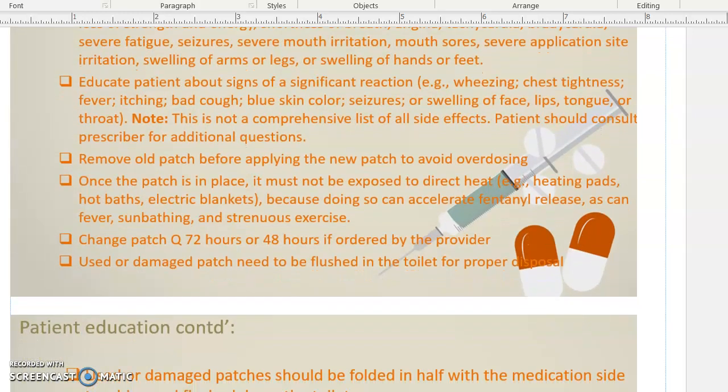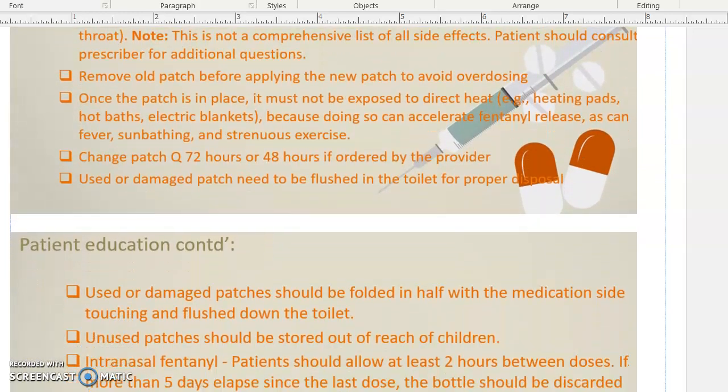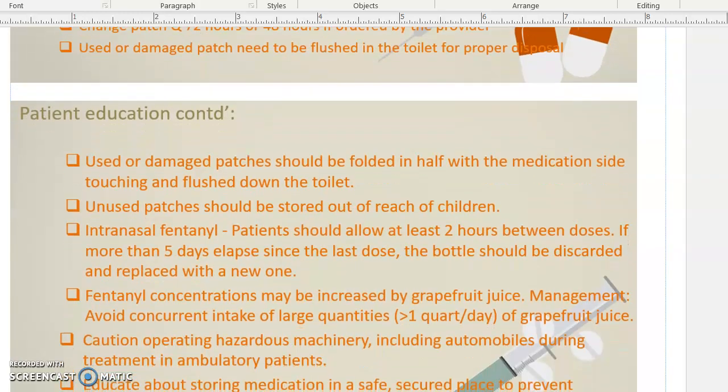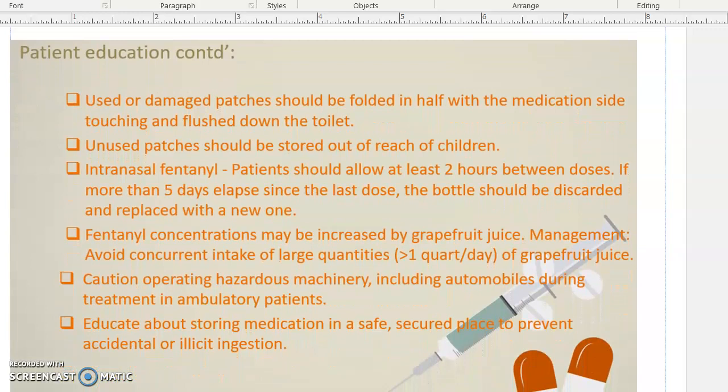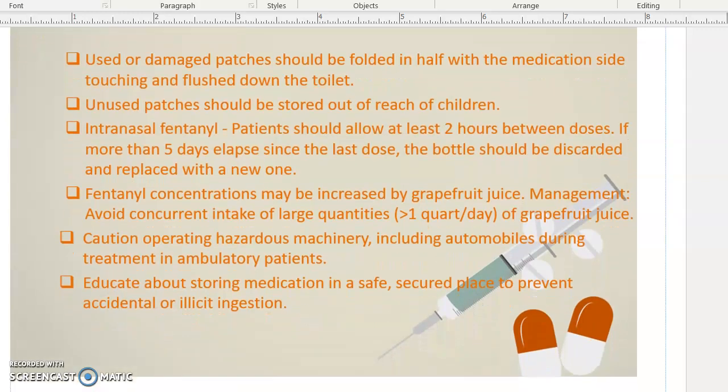If it's used or damaged, it needs to be flushed in the toilet for proper disposal. Used patches should be folded in half with the medication side touching and flushed down the toilet. Unused patches should be stored out of reach of children. Intranasal fentanyl patients should allow 2 hours between doses, and if more than 5 doses have elapsed, or 5 days have elapsed, you need to discard the bottle and replace it with a new one.